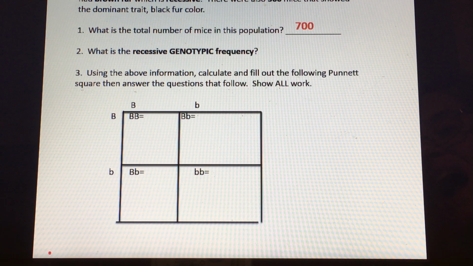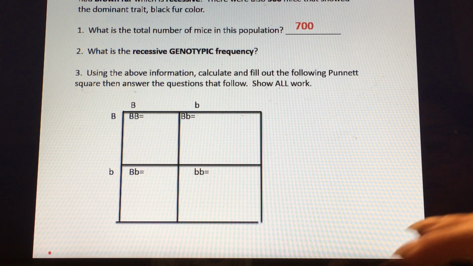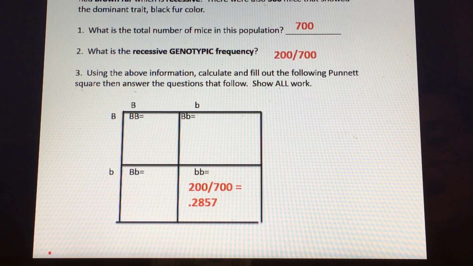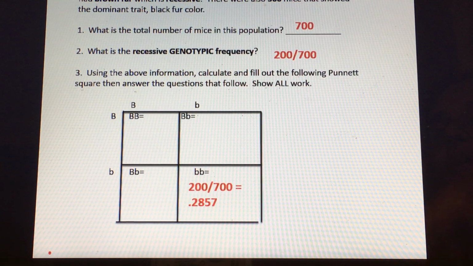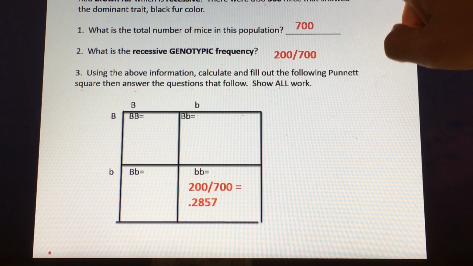Now on the homework, I asked that question first, just to draw your attention to it, to make sure that you don't make that mistake. But on quizzes, I won't necessarily do that. So if you take 200 divided by 700, you get 0.2857.